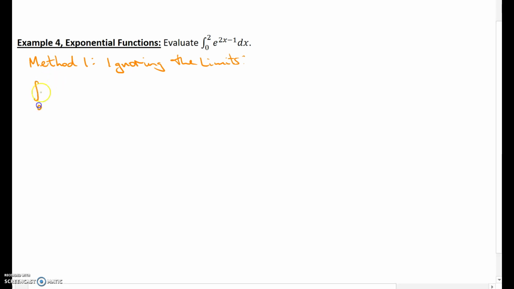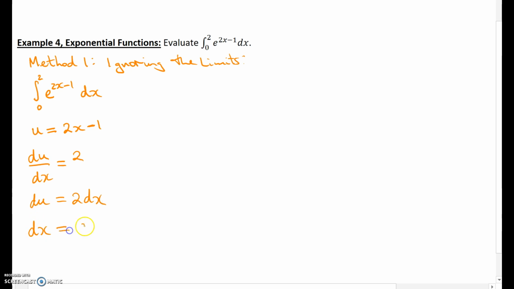So it's the integral from 0 to 2 of e to the 2x minus 1 dx. And if you remember from the last section on indefinite integration, when you're differentiating exponentials, very often you simply let u be the exponent, the power of e. So if u is equal to 2x minus 1, du dx is 2. So du is equal to 2 dx. And if you divide across by 2, you get dx on its own. You get dx is equal to du over 2. So that's one of our substitutions, and this is the other one.